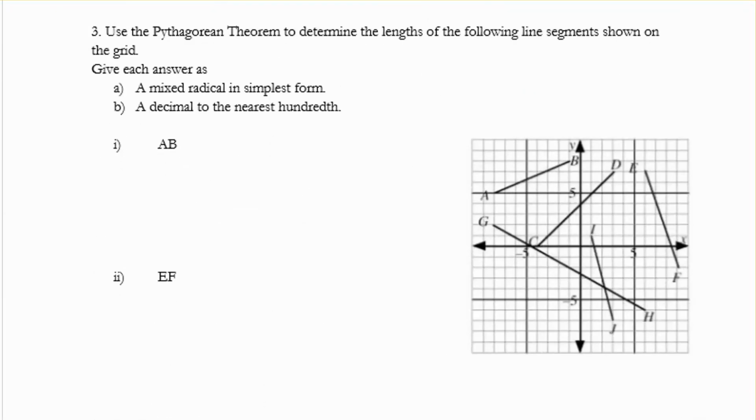These ones say use Pythagorean theorem to determine the lengths of the following line segments shown on the grid. So for these lines, give each answer as a mixed radical in the simplest form. So let's do AB. If you make this into a triangle, so there to there, we can figure out how long this line is if we just use Pythagorean theorem.